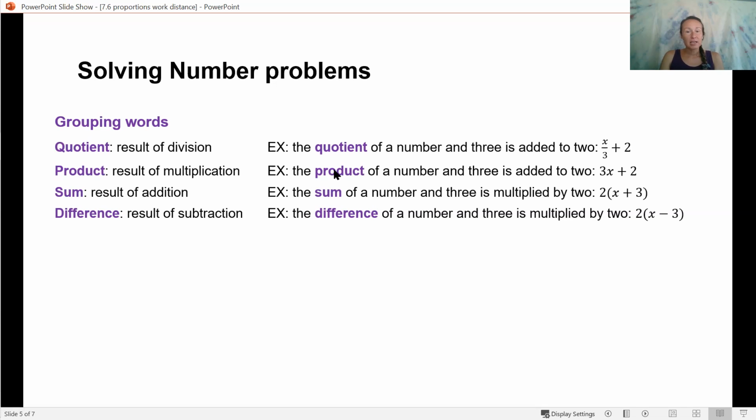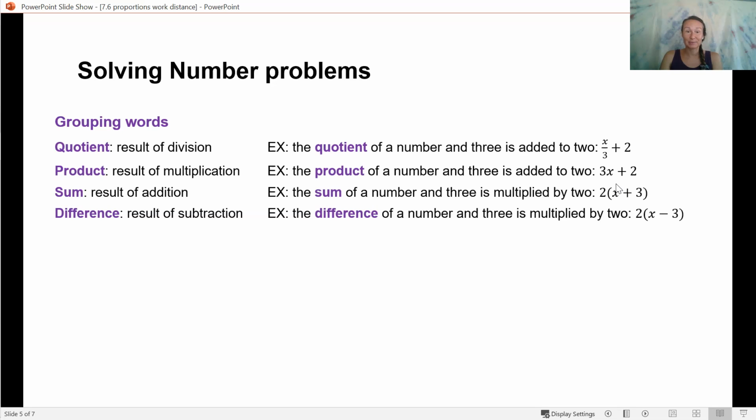For product: the product of a number and 3 is added to 2. In this case, our number we're going to call x, and 3. Since it's a product, it's going to be 3 times x, and that's being added to 2. So 3 times x plus 2. Keep in mind here, the product of the number and 3 is what's being added to 2. So we're going to take that product first. We're going to do 3 times x before we add the 2.